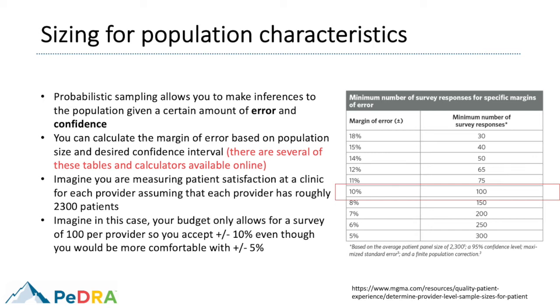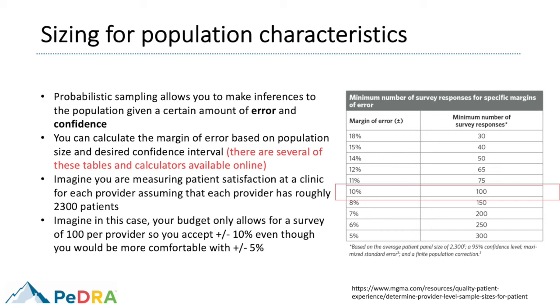In this example, imagine you are measuring patient satisfaction at a clinic for each provider, assuming that each provider has roughly 2,300 patients. As a reminder, the margin of sampling error describes how close we can reasonably expect a survey result to fall relative to the true population value. A 95% confidence interval simply means out of repeated random samples, there is a 95% chance that that interval, for example, plus or minus 5% for a sample of 300, contains the true population value.